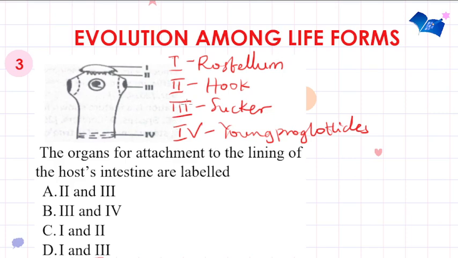What we want to check now is the organ of attachment to the lining of the host, and therefore the answer we can see here is the hook and the sucker. It uses the hook and the sucker to attach itself to the host intestine, so that normal peristaltic movement will not displace them or move them away from the intestine.